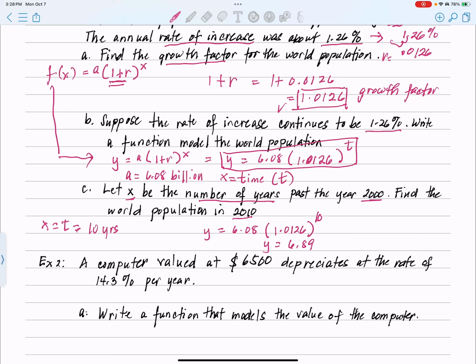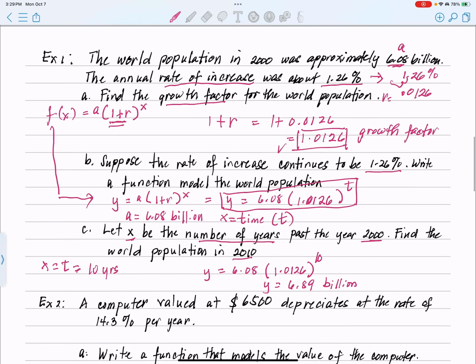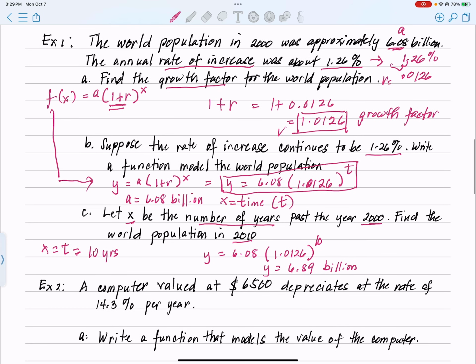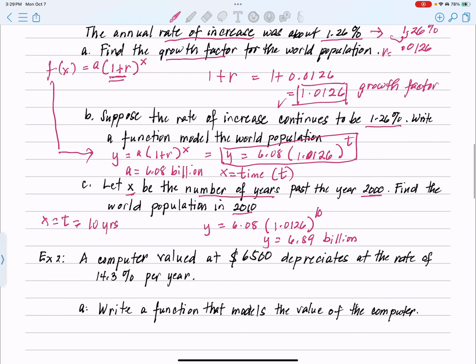We come up with the result of 6.89 billion. The population in 2000 was 6.08 billion. After 10 years, the population becomes 6.89 billion. And this is the answer. I hope everything is clear to you at this point.